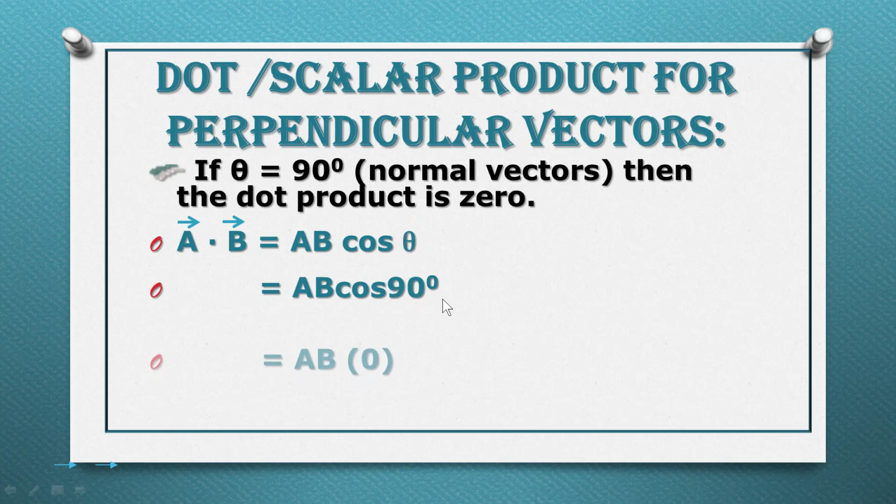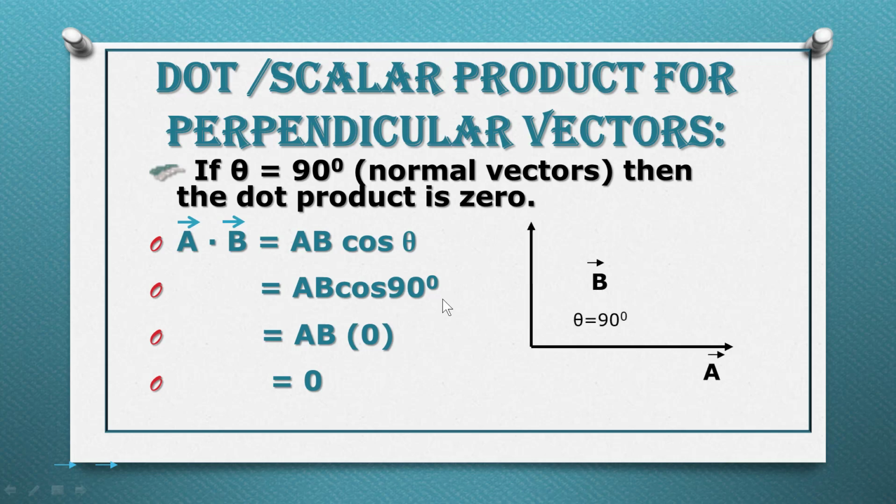Okay, so in the next step, as we know that cos 90 degrees is equal to 0, we put the value of cos 90 degrees, AB into 0, and that will give us 0. So what we have concluded is that the dot product for perpendicular vectors is 0. Okay, so if we have two vectors A and B that are perpendicular to each other, then their dot product is 0. We have also discussed that the dot product is basically the measure of parallelism of two vectors. It tells us how parallel two vectors are. So if two vectors are perpendicular, their dot product must be 0.